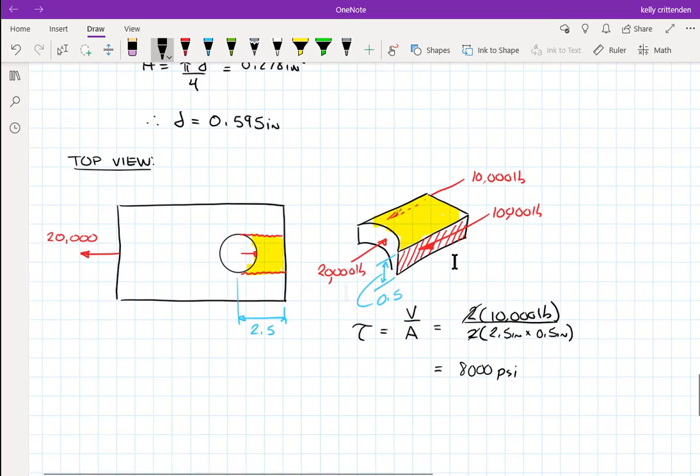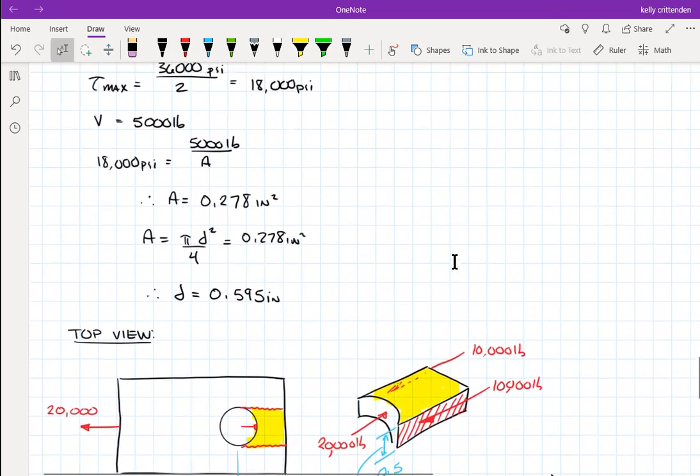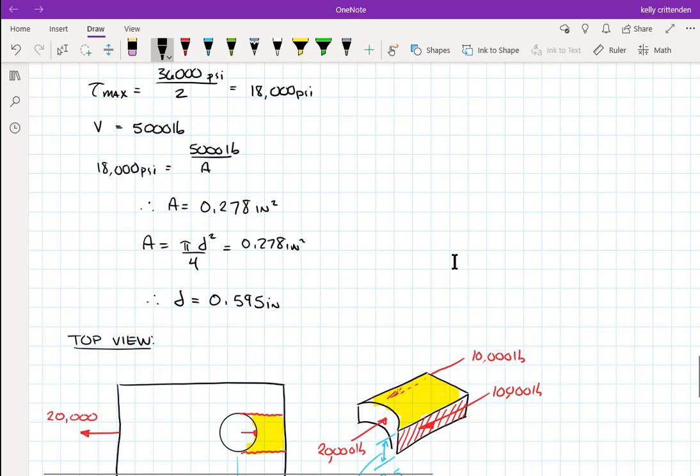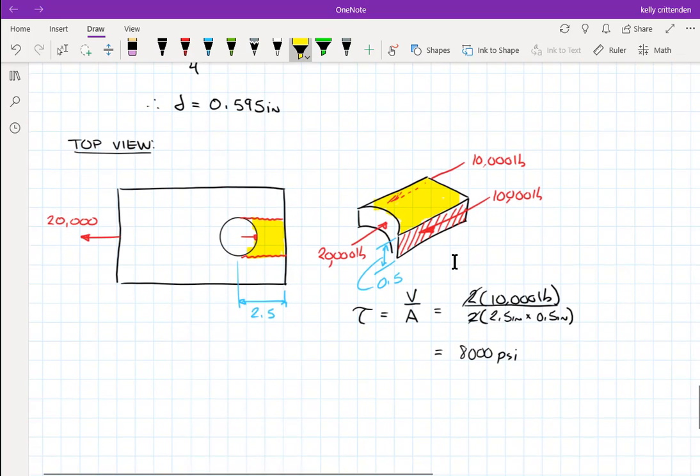And again, remember, if this is that generic steel, 18,000 was the point at which it started to permanently change its shape. So 8,000 is not too bad. We're still okay, but it's getting closer to having an issue. This is called tearout, because you're tearing out this little piece I colored yellow. This is called tearout.